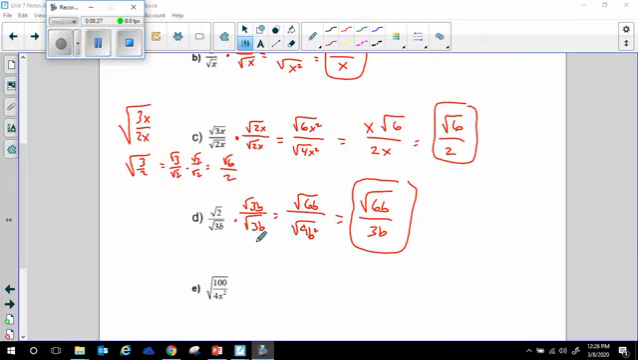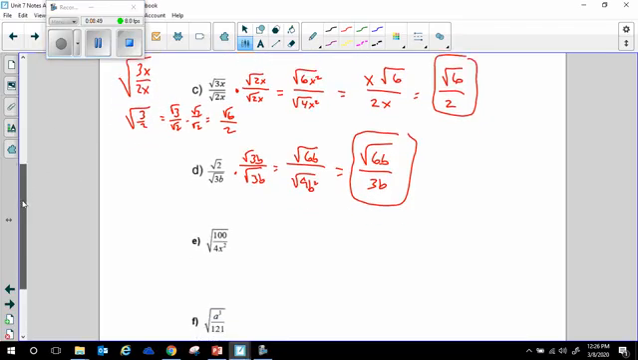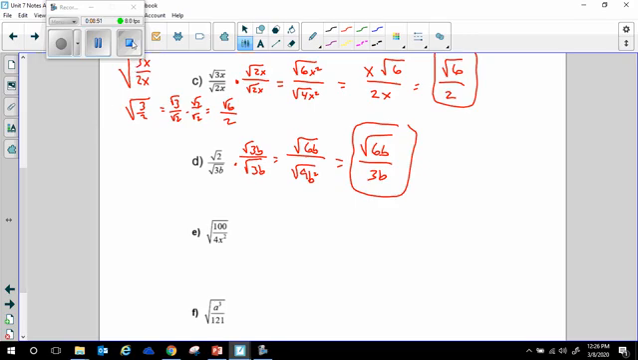All right, everybody should recognize that we need to multiply by the square root of 3b divided by the square root of 3b, because that is 1. Resulting in the square root of 6b divided by the square root of 9b squared. And then that can simplify to the square root of 6b divided by 3b. Awesome. Let's look at the next one. Letter E. Check your work with mine.